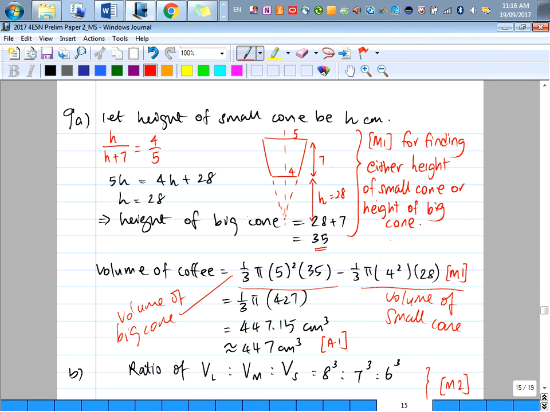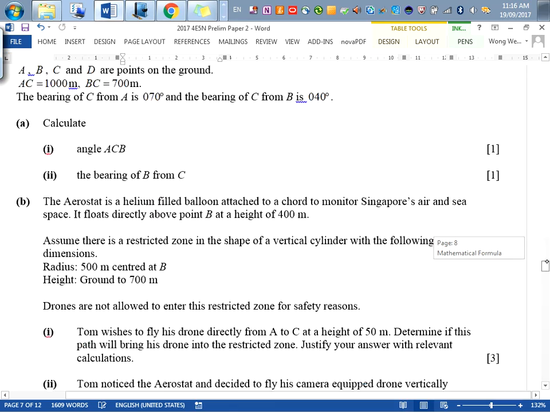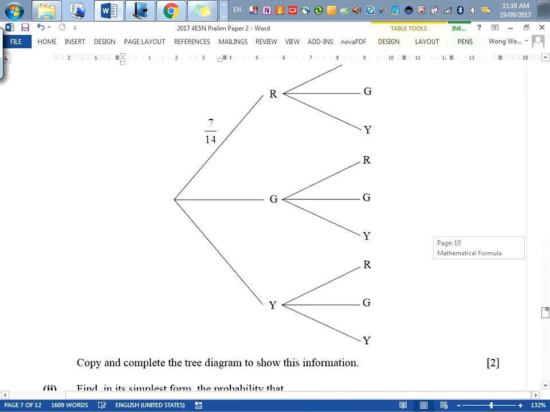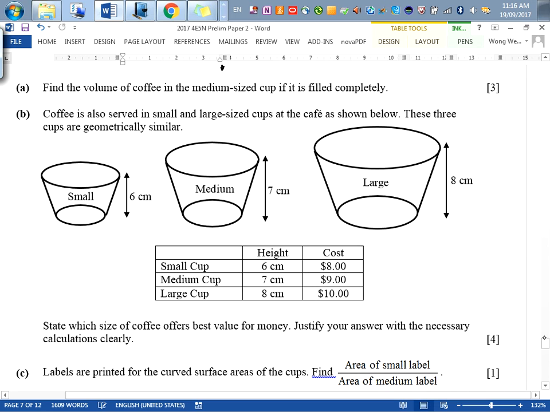Alright, now part B. I have three different sizes of coffee. Then they are geometrically similar, meaning the ratio of volumes will be the cube of the ratio of the height. Then state which one has the best value for money, justify.